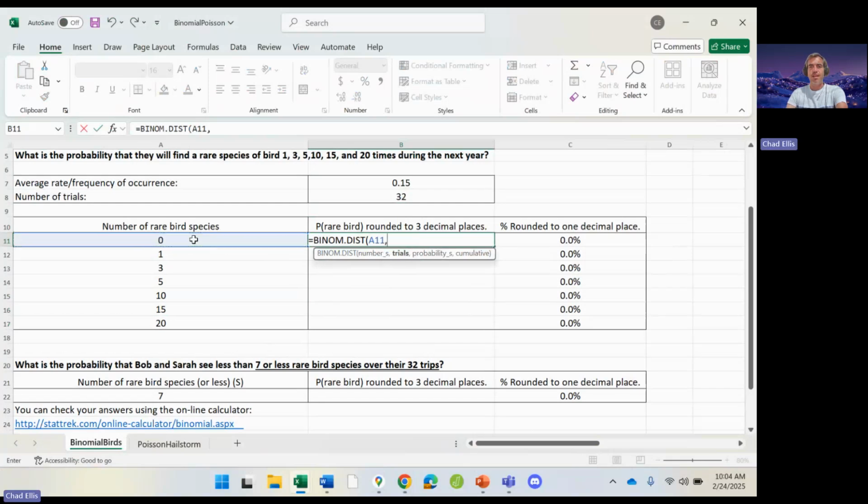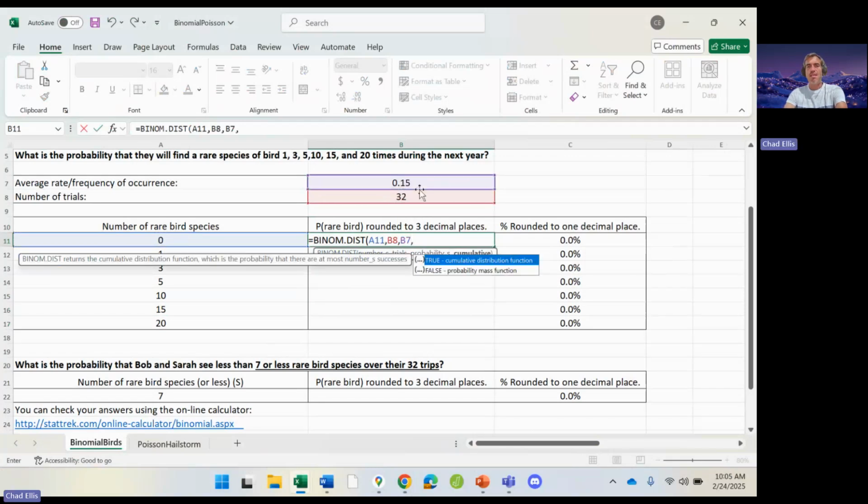If I enter that, I point to that cell right there, comma. Now it's asking me the total number of trials. The total number of trials in this case is 32. Another comma. The probability of success on each trial is 0.15, so I'm going to click on that cell there. Another comma. And then it asks me whether it's cumulative distribution or not. In this case, I want to calculate the probability for each of these discrete events, so I'm going to select false. I do not want it to be cumulative.